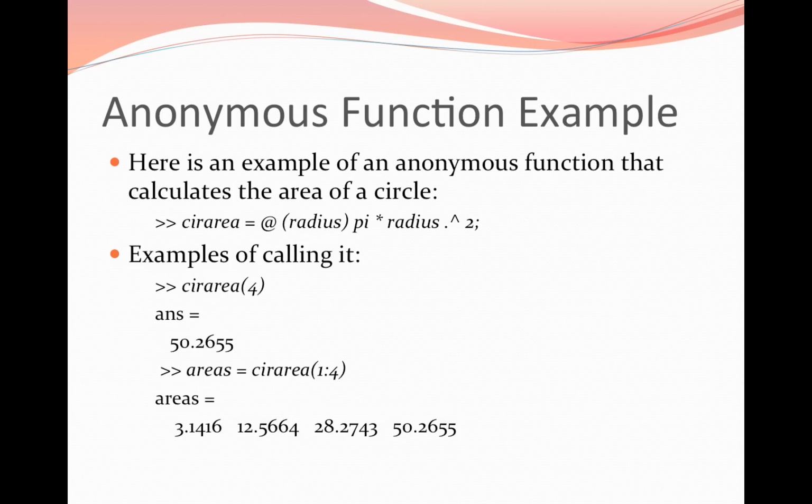And so that's how I call the function, by giving the name of the function handle variable and passing a value for the radius. For example, if I say cir area of 4, then that gives me the area of a circle with the radius of 4. Since I did use the array exponentiation operator in the definition, that means I can pass an array. So I can pass 1:4 and get the area of circles with radii 1 through 4.